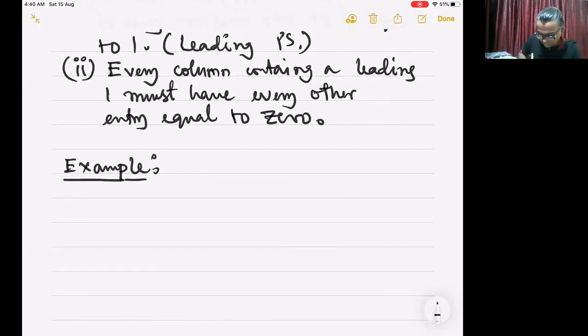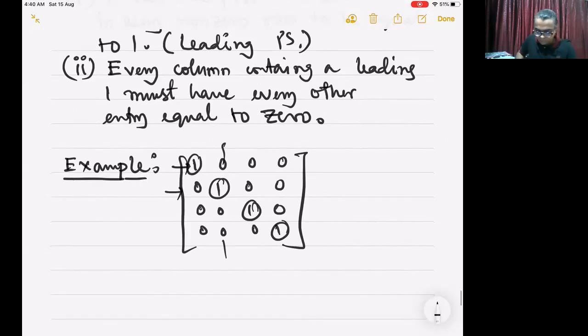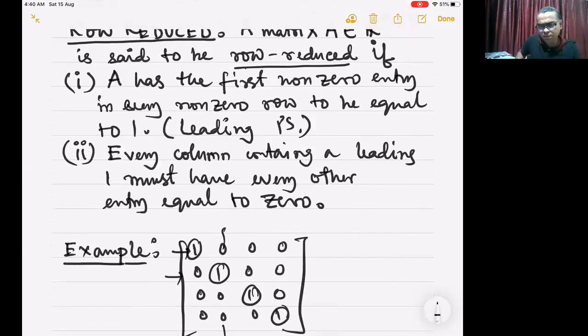Say we have a matrix that looks like 1 0 0 0, 0 1 0 0, 0 0 1 0, 0 0 0 1. It's an identity matrix. This is row reduced. See, these are the leading ones. This is the one, this is the one, this is the one, and everything in their columns appear to be zeros. I said first non-zero entry, so first non-zero entry from the left. It's understood that it's from the left.